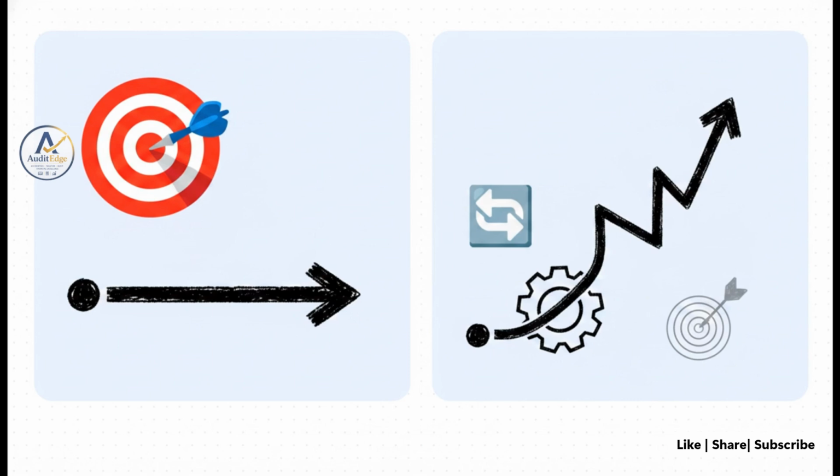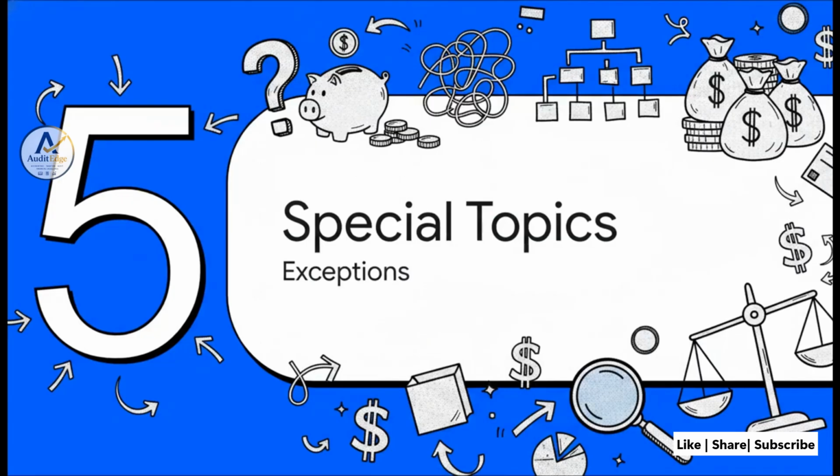Now, while both are perfectly permitted, IND AS 7 explicitly encourages entities to use the direct method. Why? Because the direct method provides information that is super useful in estimating future cash flows, information that is simply not available under the indirect method. Let's move to Section 5, Special Cash Flow Topics. This is where we handle the exceptions.